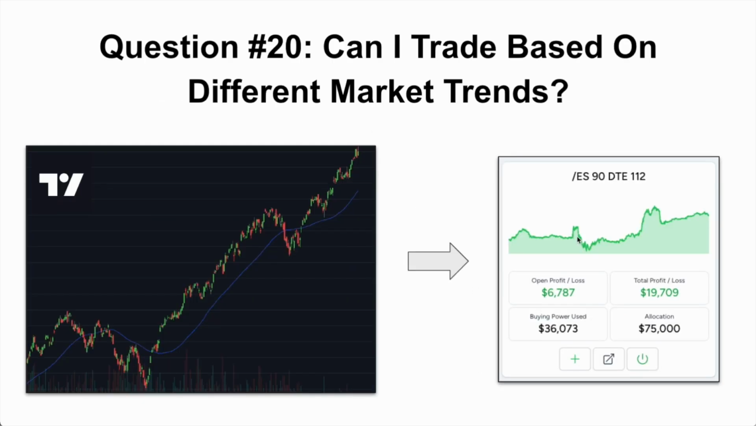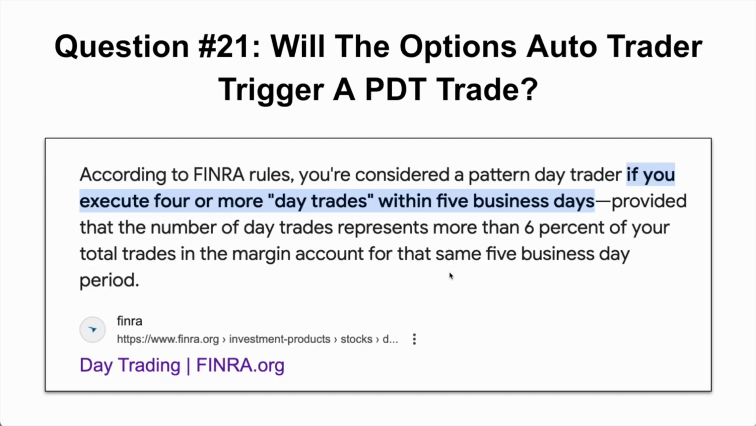Question number 20, can I trade based on different market trends? Guys, I think a 1-1-2 strategy that just works in the overall market works best. But if you want to trade credit spreads or different strategies based on the trend, you can use our TradingView integration. So a simple way to do this is set up a moving average. And if the stock is above the moving average, then trigger this auto trader. If it's below, then trigger a different auto trader. And so that's how you can trade based on different market trends. And it's quite simple to set up.